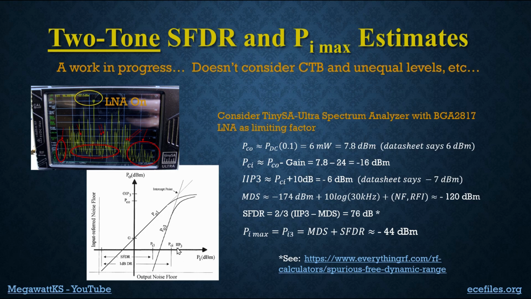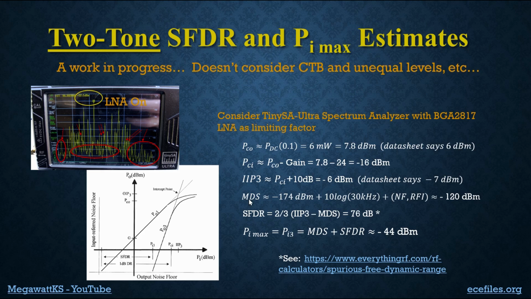Meanwhile, what is the input referred intercept point third order, the IIP3 value? Well, using our approximation, it's the input compression point plus 10 dB, or maybe 12 dB, whatever. I use 10. So if the input compression point is minus 16, I add 10, I get minus 6. Or if I've got a data sheet and I'm not designing it myself, then I just look it up, and it says minus 7. What's the input referred noise floor?